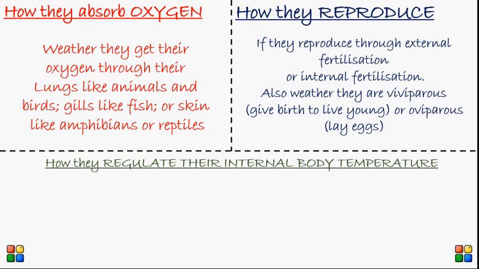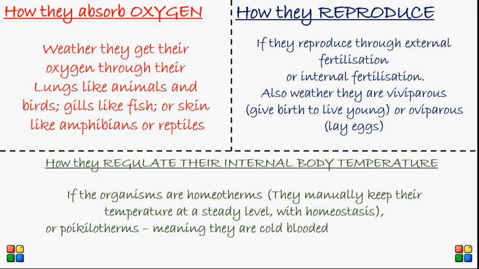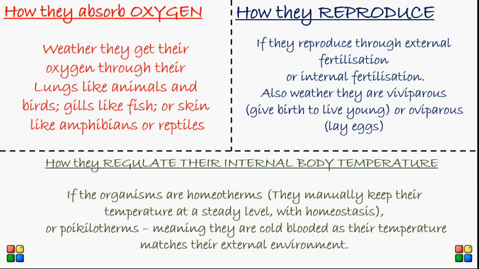Finally, how they regulate their internal body temperature. If the organisms are homeotherms, they keep their temperature at a steady level, homeostasis, or poikilotherms, meaning they're cold-blooded as their temperature matches their external environment.